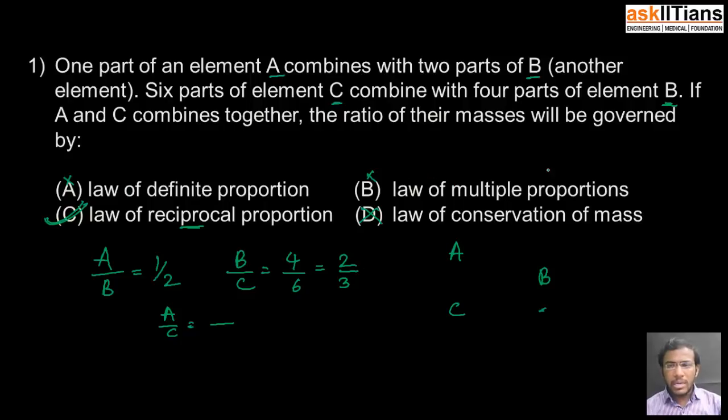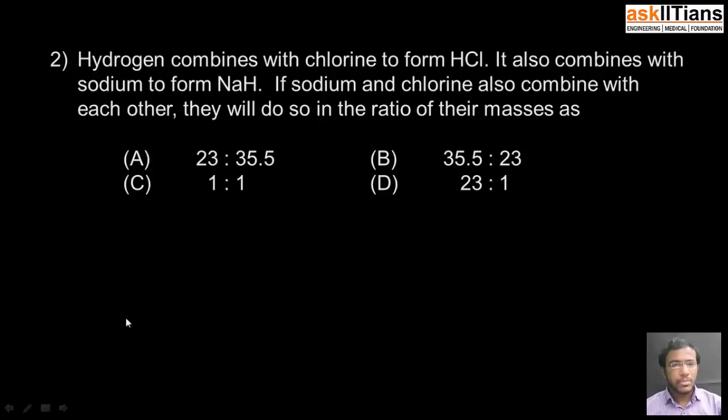So it may be the law of multiple proportion, or it may be the law of reciprocal proportion. You can stick to the answer C, because here 3 elements are involved. In multiple proportion, only 2 elements form 2 different types of compounds. So if any question involves 3 elements, you can simply put option C, the law of reciprocal proportion. It's a theoretical question based on the laws of chemical combination. Okay, so let's move to the next question.